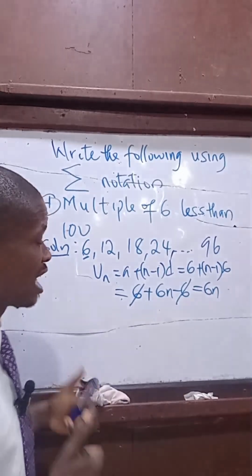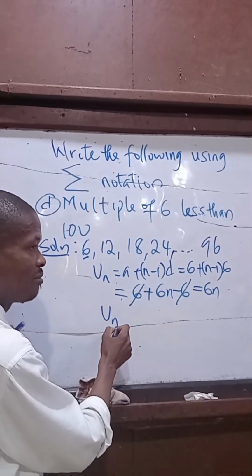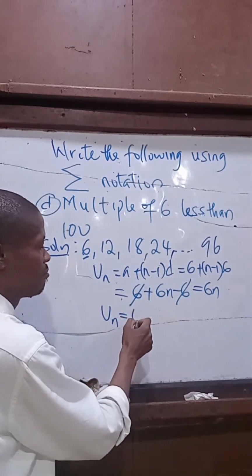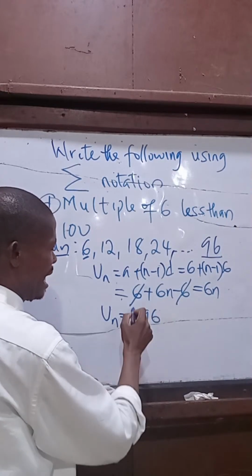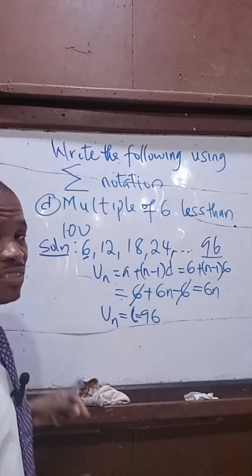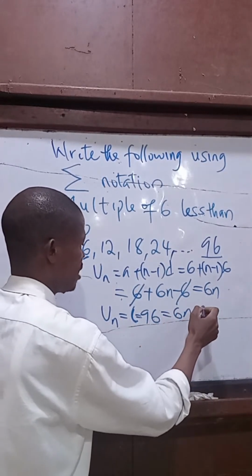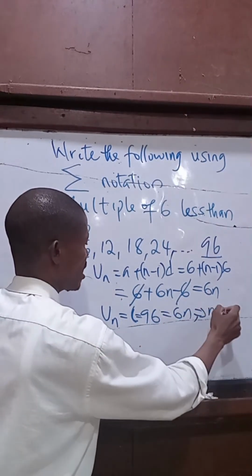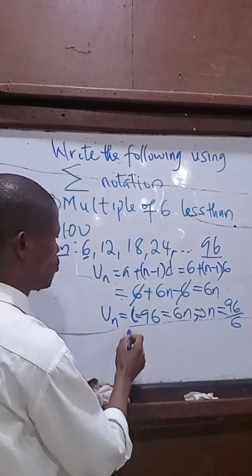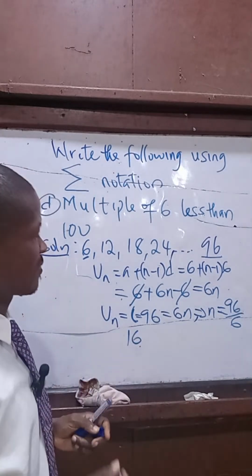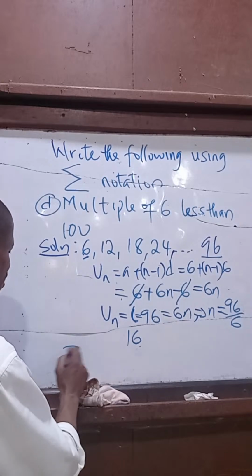And how do we do that? We're going to use this one, the nth term, which must be equal to the last term. And the last term we have here is 96. L is 96, the last written number, equal to 6n. So n will be equal to 96 over 6, and that's 16.